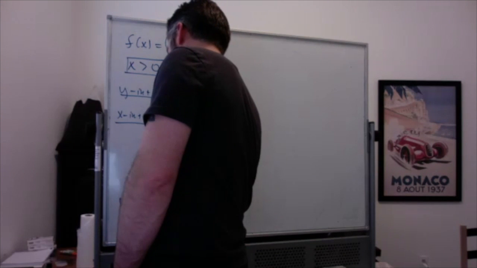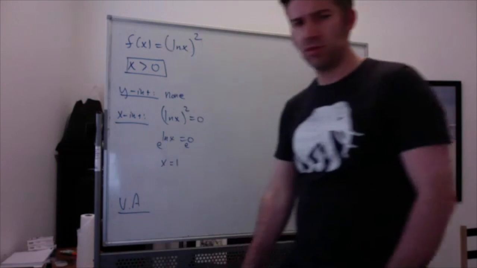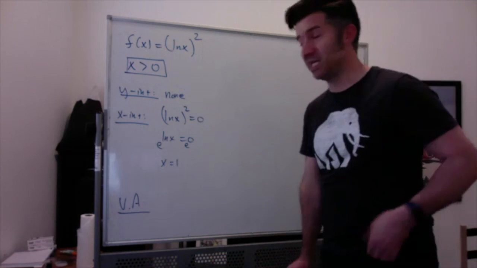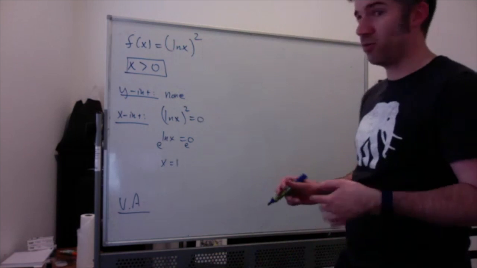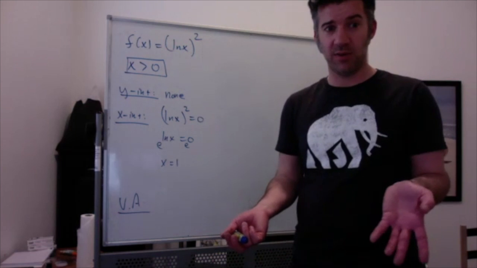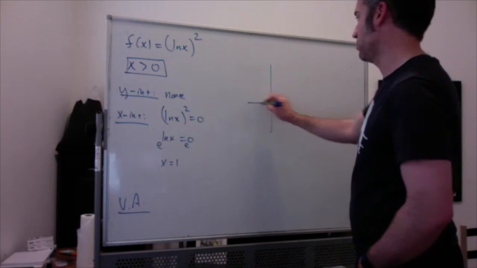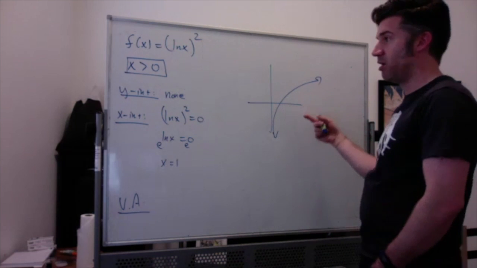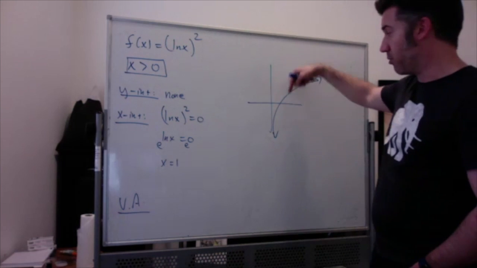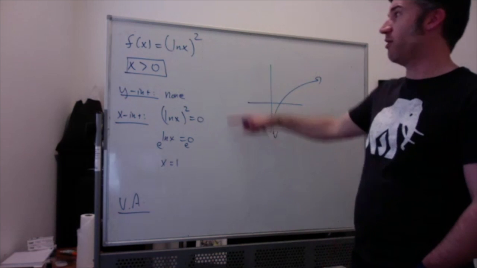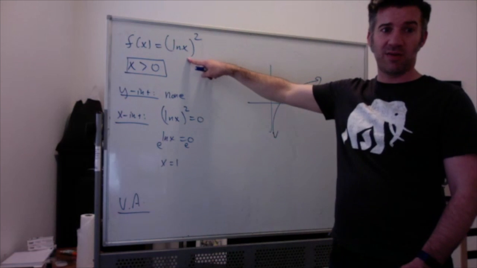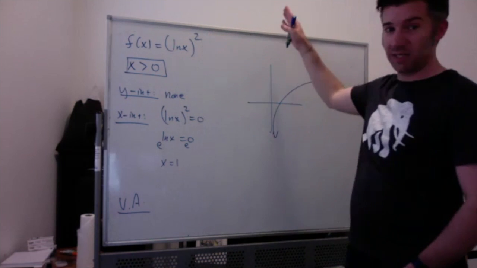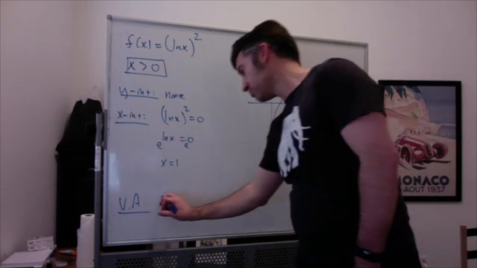Vertical asymptote. Do we have one? We do. It is at 0. So, right, the normal natural log function has a vertical asymptote, right? The normal natural log function looks like this. As x gets closer and closer to 0, the natural log gets more and more and more negative. Here, though, as x gets closer to 0, it's going to get closer and closer to negative infinity squared, so it's actually going to shoot up to positive infinity.